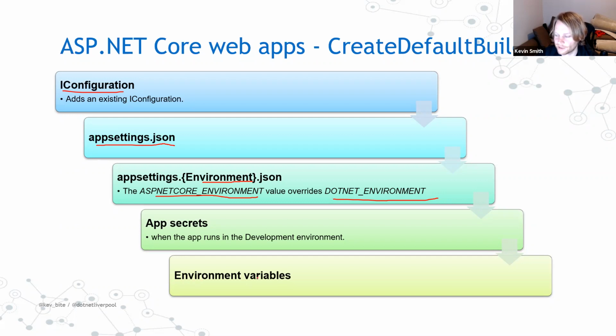So by default, environment variables will take precedence over anything else up the stream. So if you declare a bunch of app settings in your app settings.json, the environment variables will override them if you've got them declared.